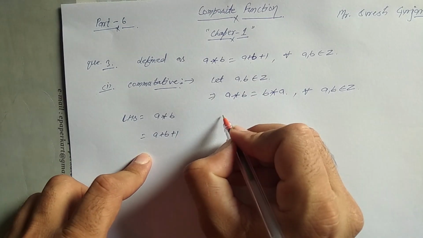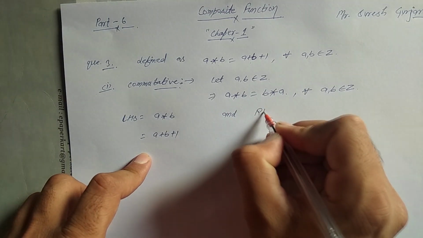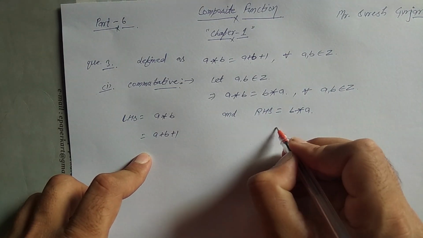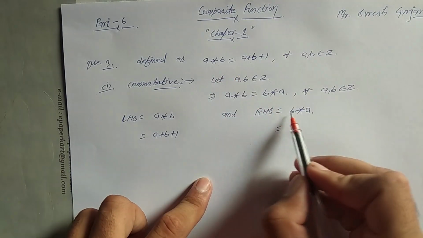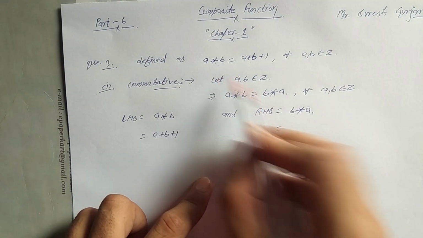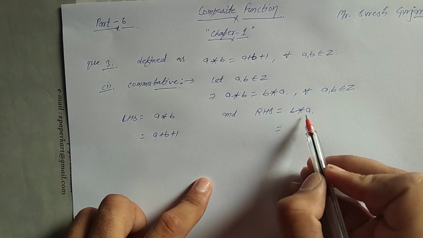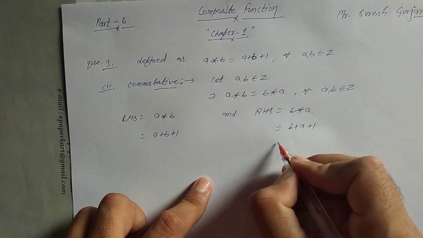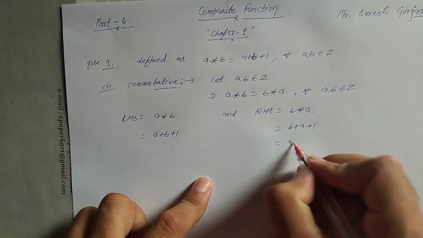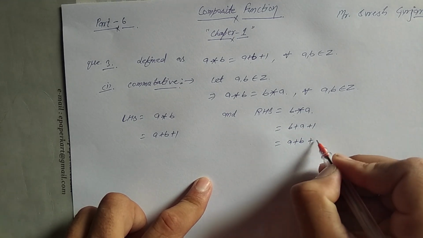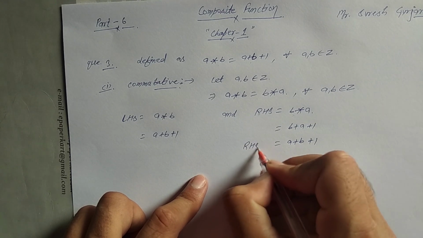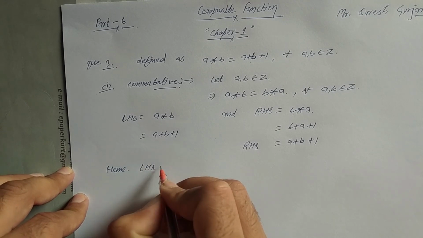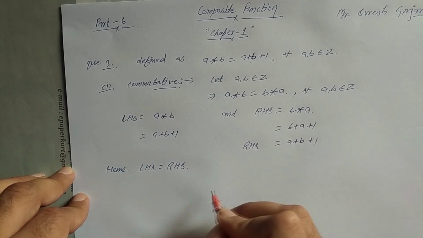And RHS is equal to B star A. According to the question, A star B, B star A. It means B plus A plus 1. It means A plus B are the same, plus 1. Hence, LHS is equal to RHS.